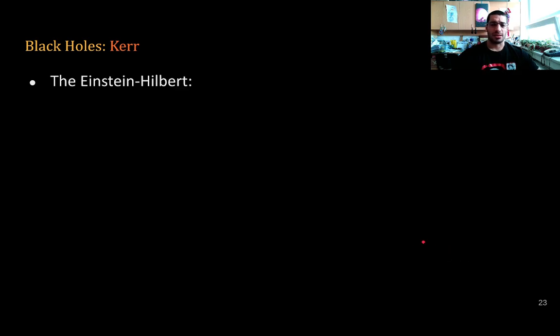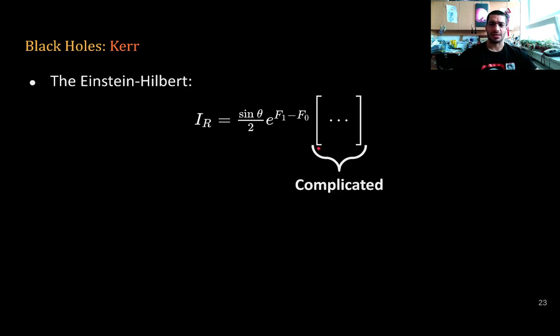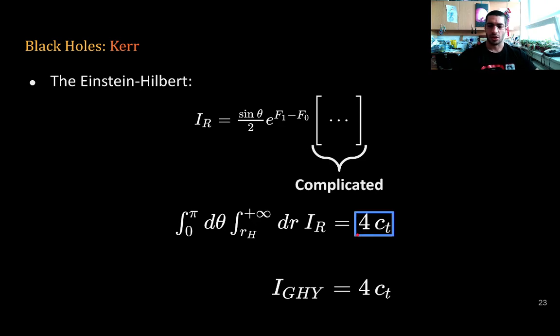If we consider the Einstein-Hilbert term, in this case, it will be very complicated. However, we are still able to integrate it algebraically, and this gives 4c_t again, which is exactly the same as before. And hence our identity and model works.